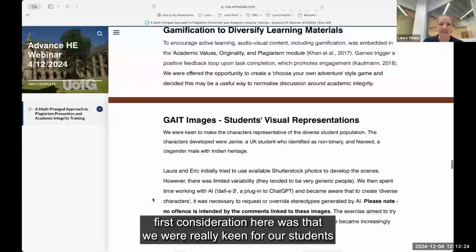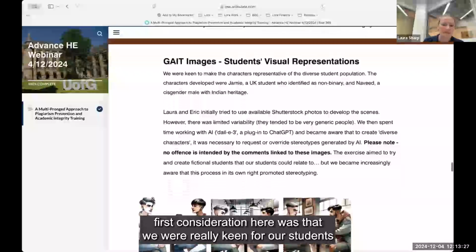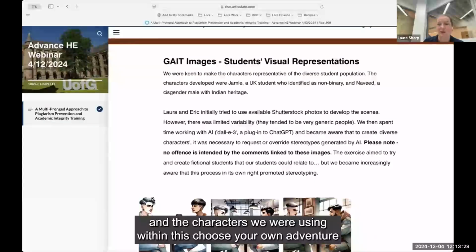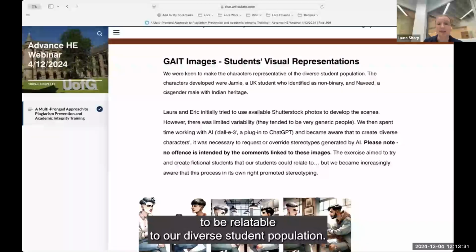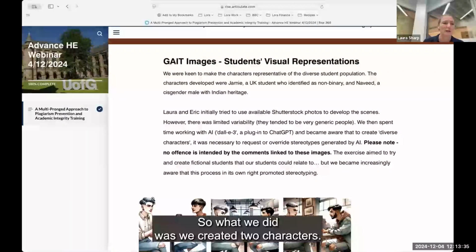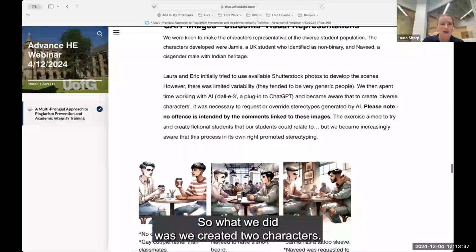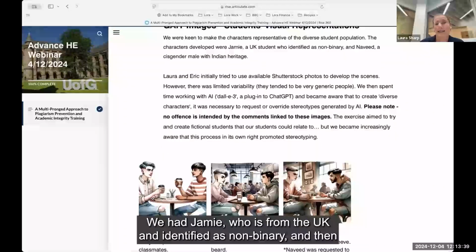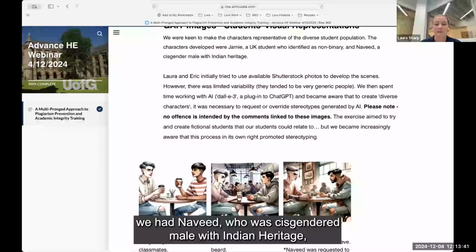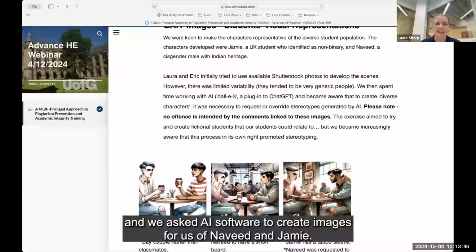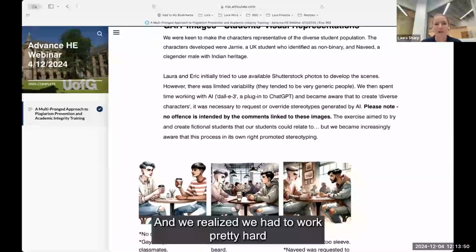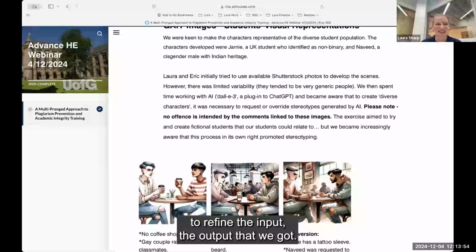So our first consideration here was that we were really keen for our students and the characters we were using within this Choose Your Own Adventure to be relatable to our diverse student population. So what we did was we created two characters. We had Jamie, who was from the UK and identified as non-binary, and then we had Naveed, who was cisgendered male with Indian heritage. We asked AI software to create images for us of Naveed and Jamie, and we realised we had to work pretty hard to refine the output that we got.